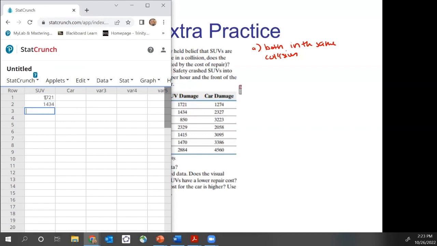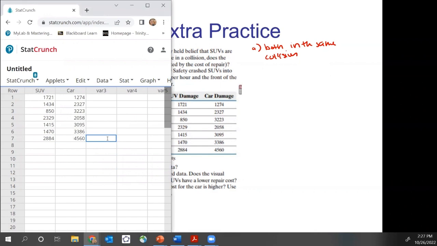17.1, 14.4, 850, 23.29, 14.15, 14.70, 28.84. All right, cars: 12.74, 23.27, 32.23, 2058, 3095, 3386, and 4560. We have all of our data here.